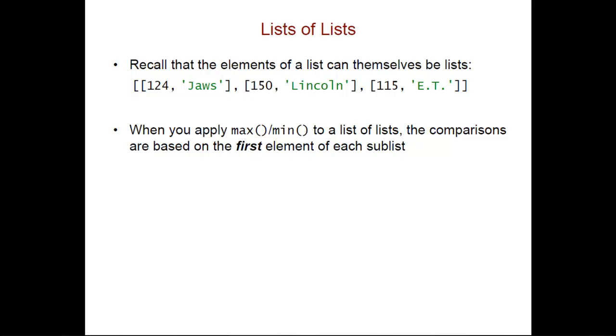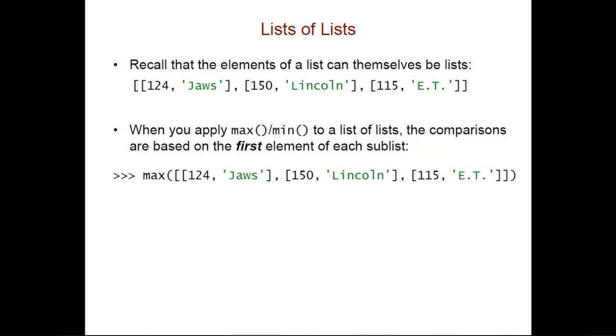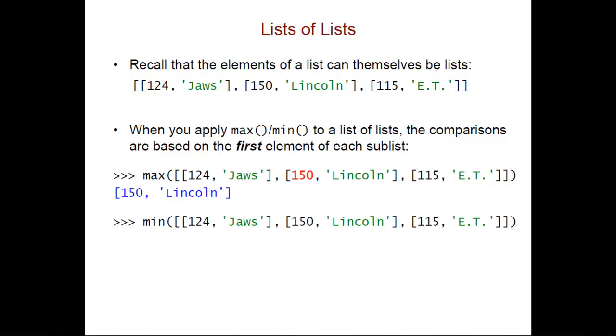If you apply max or min to a list of lists, the comparisons are based on the first element of each sublist. So for example, if I give this list of lists that I just discussed to max, it's going to give me the sublist for Lincoln because it has the largest first element of the three sublists. If I give that same list of lists to min, I'm going to get the sublist for E.T. because its runtime, its first element, is the smallest.